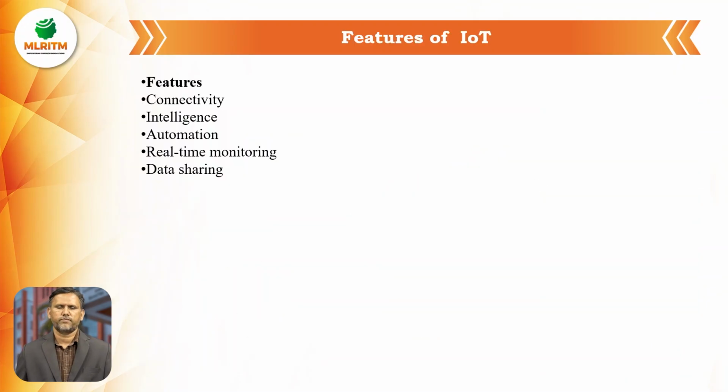Next one is features of the IoT, or connectivity between person to person, vehicle to vehicle, or city to city, area to area. Next, intelligence. Based on the capturing here, data can be stored or processed. Next, automation. Next, real-time monitoring and data sharing.